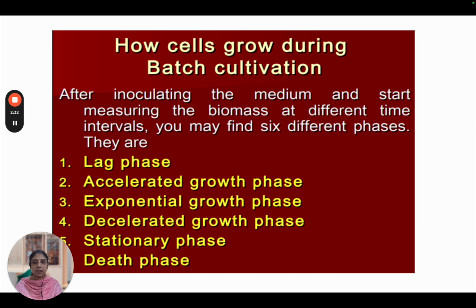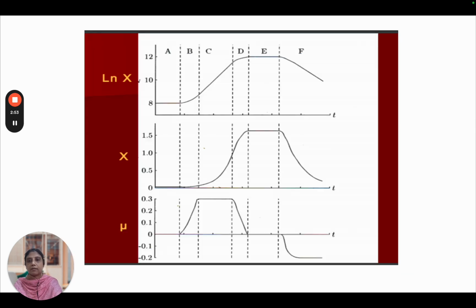Lag phase is the most initial phase, where the organism, that is the inoculum, prepares itself for the new environment. And then the growth phase. The growth phase is further classified into three phases: accelerated growth phase, exponential growth phase and decelerated growth phase. The next phase is the stationary phase, and finally it will reach the death phase.